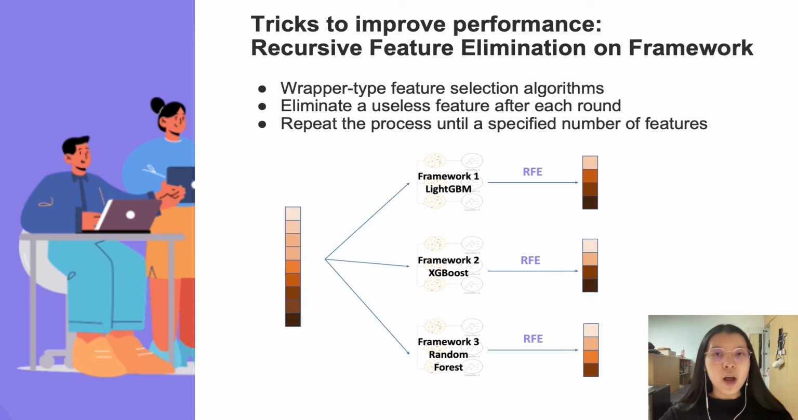Besides the model structure, we also use 3 tricks to improve the performance. Firstly is the RFE, recursive feature elimination. If the data passed to us is still full dimensions, we'll adopt RFE. It is a wrapper-type feature selection algorithm. That is, it uses a machine learning algorithm to eliminate a useless feature after each round. It will repeat the process until a specified number of features remain.